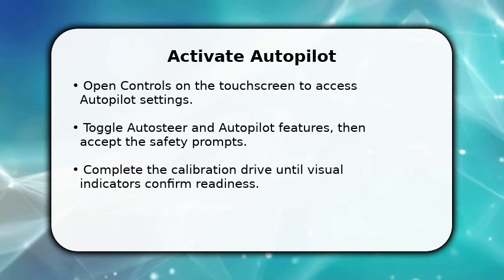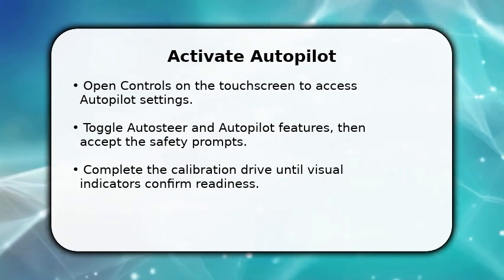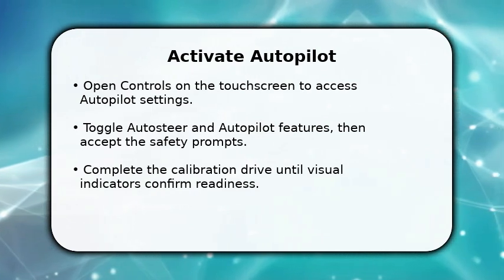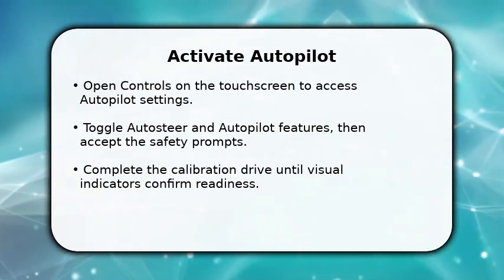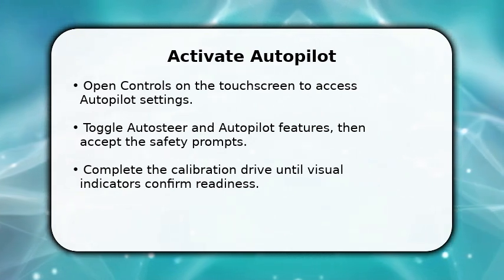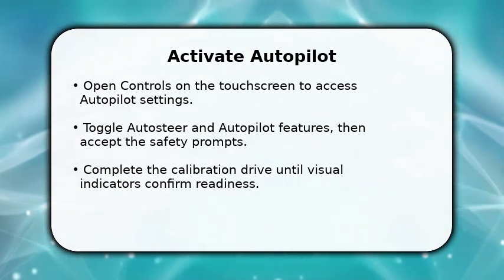Ensure seatbelt is fastened and cameras are unobstructed. Complete the prompted calibration drive at safe speeds until visual indicators confirm readiness. Practice in low traffic to learn behavior, and always stay ready to take control for safety.